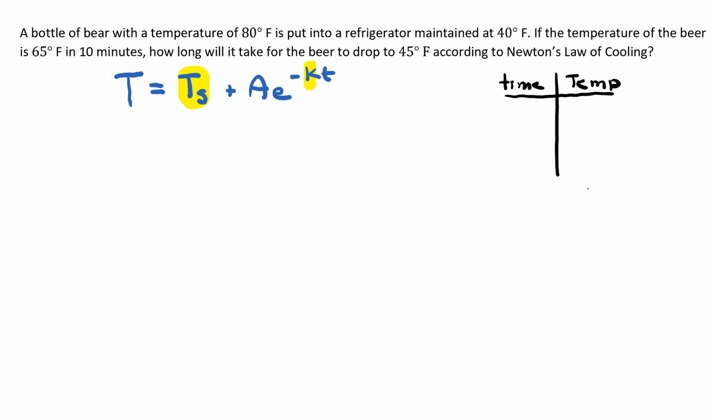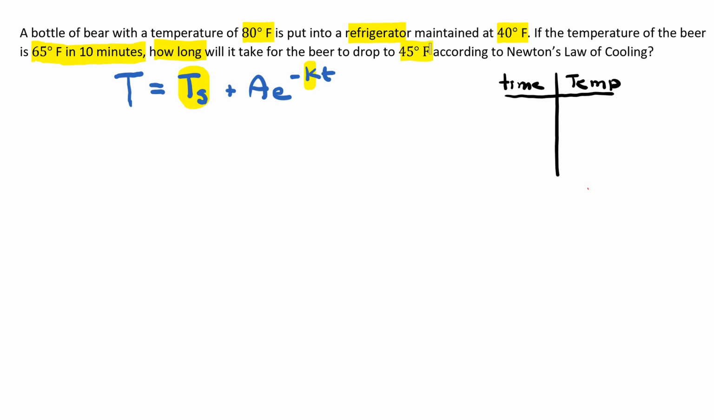So in this problem, there's a bottle of beer with a temperature of 80 degrees Fahrenheit. That beer is put into a refrigerator, and that refrigerator has a temperature of 40 degrees Fahrenheit. Then 10 minutes later, the temperature of the beer decreases to 65 degrees Fahrenheit. We want to find out how long it will take for the beer to drop to 45 degrees Fahrenheit according to Newton's law of cooling.